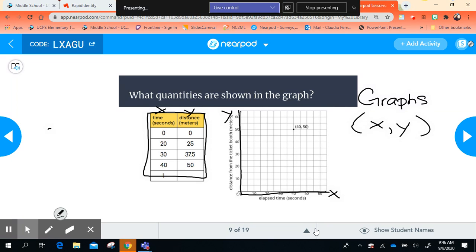Our point, it says what quantities are shown in the graph. We have 40, 50, correct? And if I were to read X goes first, right, elapsed time, and distance from the ticket booth. So I want you guys to think about that. What could that mean if I'm reading time basically to get to the ticket booth?